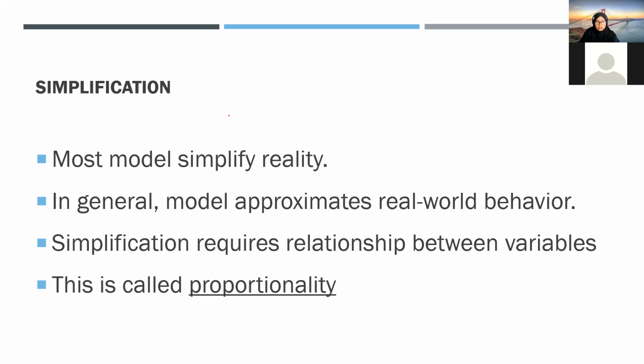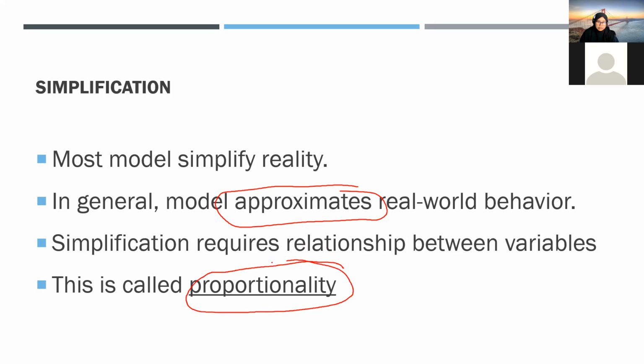Simplify reality, and in general, models approximate real world behavior. The key word right here is approximate, it never explains in full. And simplification requires a relationship between the variables that I have just mentioned, and this is called proportionality. In our case, we first call it proportionality because this is the easiest, the basic relationship between two variables.